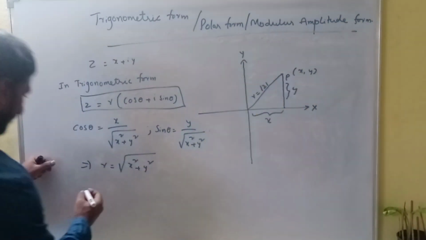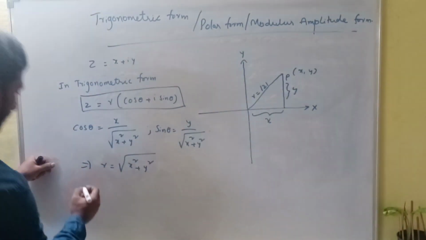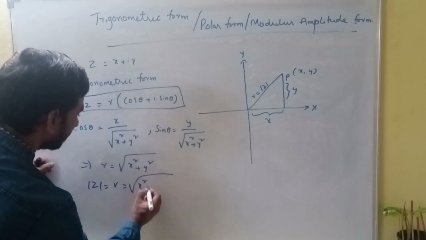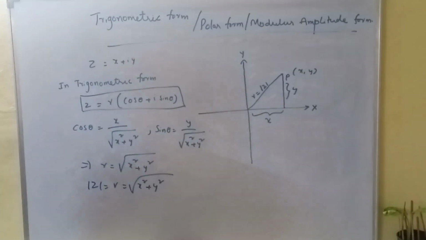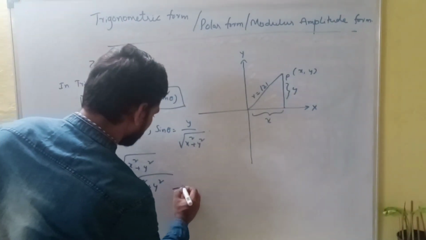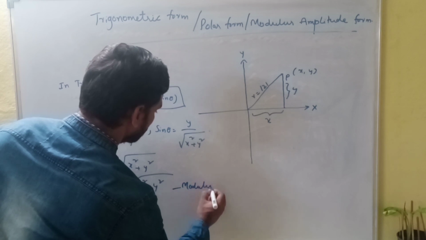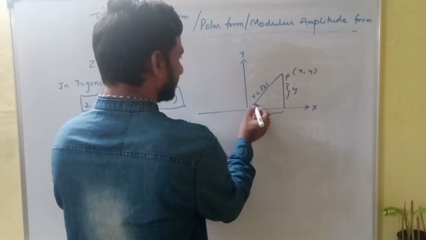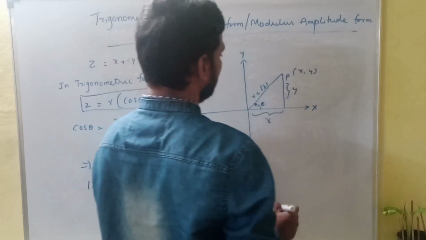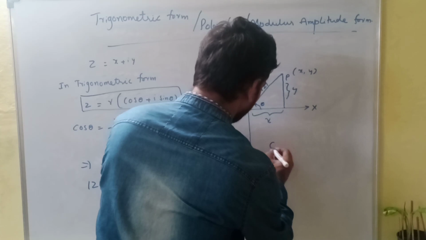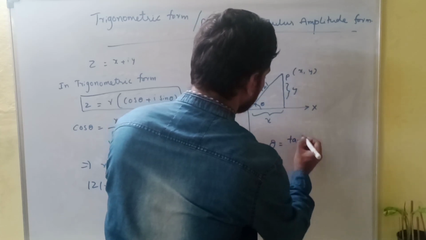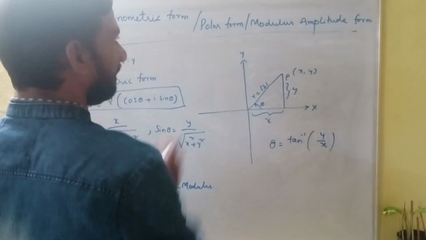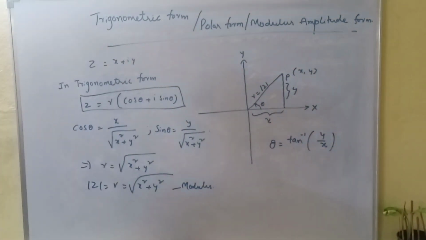Here amplitude will be, this is modulus, right? Modulus mod z is equals to r. This will become under root x square plus y square. This is the modulus, right? Now we have to find the amplitudes. Amplitudes from the positive x-axis. This is making theta direction. Amplitude is, this theta will be, theta is equals to tan inverse y by x. So this is the amplitude form of complex numbers.